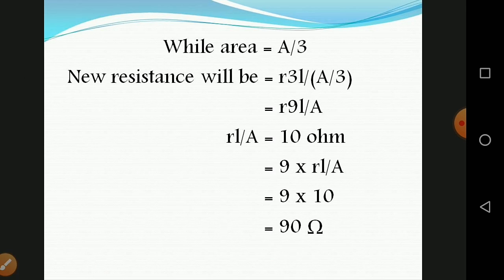So the new resistance will be R equal to rho L divided by A. Formula: R is equal to rho L divided by A. So L means 3L, so rho into 3L divided by area A by 3. So the 3 into 3 comes to the numerator, 3 into 3 is 9. So R is 9 rho L divided by A. Already they gave the value of 10 ohm, so rho L by A is equal to 10 ohm. So 9 into rho L by A is equal to 9 into 10. So it gives 90 ohm.